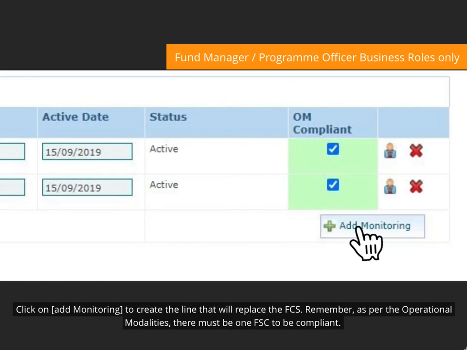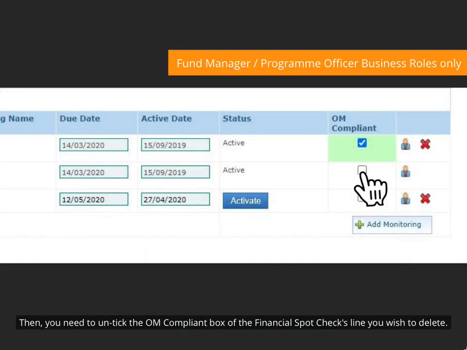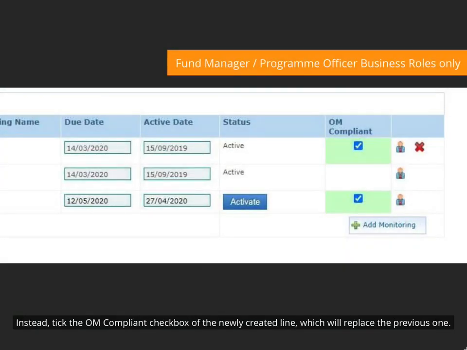To do so, first click on Add Monitoring to create the line that will replace the financial spot check. Remember, as per the operational modalities, there must be one financial spot check to be compliant. Insert the related information, including the dates, and click on Save. Then, you need to untick the OM-compliant box of the financial spot checks line you wish to delete. Instead, tick the OM-compliant checkbox of the newly created line, which will replace the previous one.